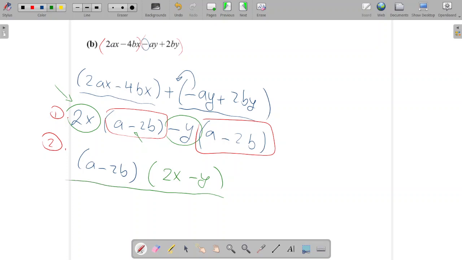Revise this lesson and you will notice that we covered it. It's not easy for you to do it, but this is how you factorize when you have 4 terms. So this is when you factorize completely, this is the final answer for this question.